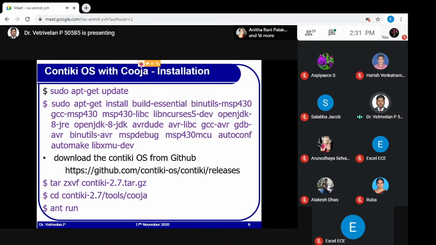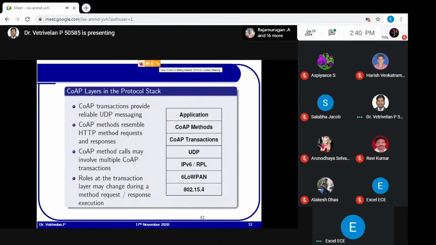What does CoAP stand for? Can anyone tell what CoAP stands for? Hello? Am I audible? Yes, sir, it's audible, sir. What is the expansion of CoAP? Can anyone unmute and talk? I've explained, right, what CoAP stands for? It is projected also. What does CoAP stand for?